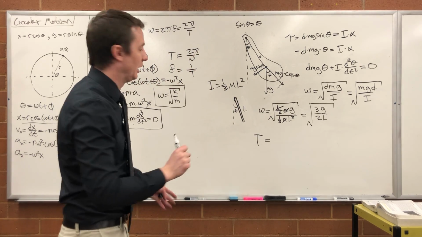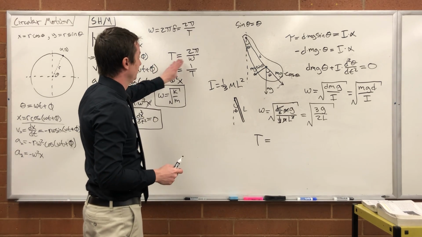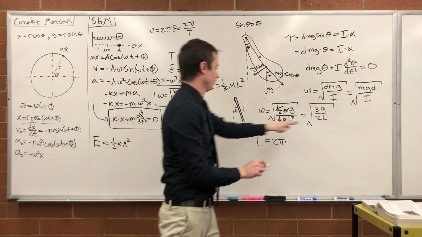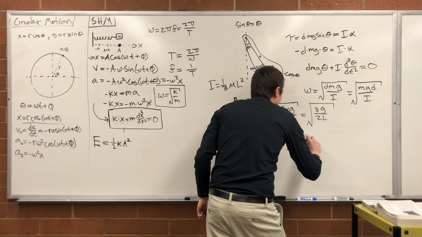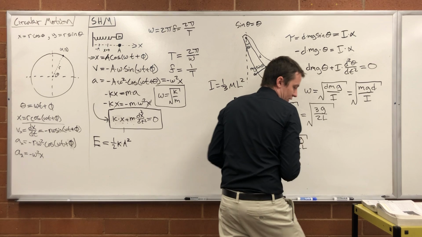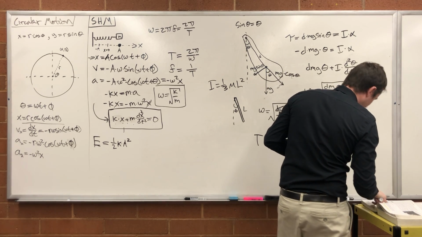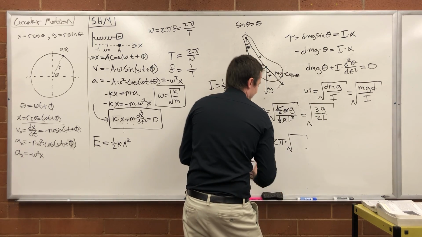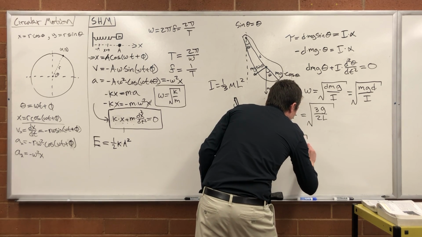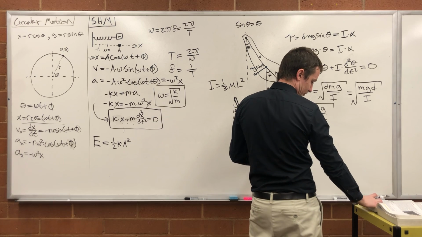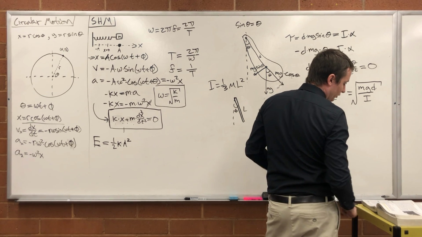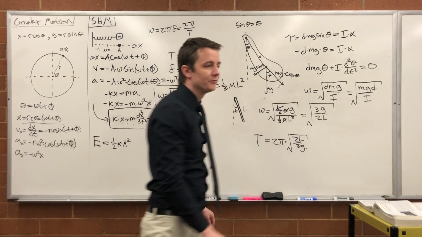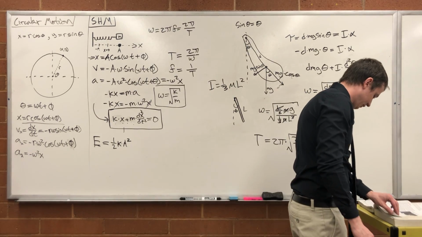Okay, so the period is calculated the way we always have. It's 2 pi times 1 over omega, so times the reciprocal of that. I didn't flip the reciprocal. Said it, didn't do it. So 2 pi times the square root of 2L over 3g. If the rod is a meter, then when we do the calculation we'll get a period of 1.64 seconds. That makes sense.